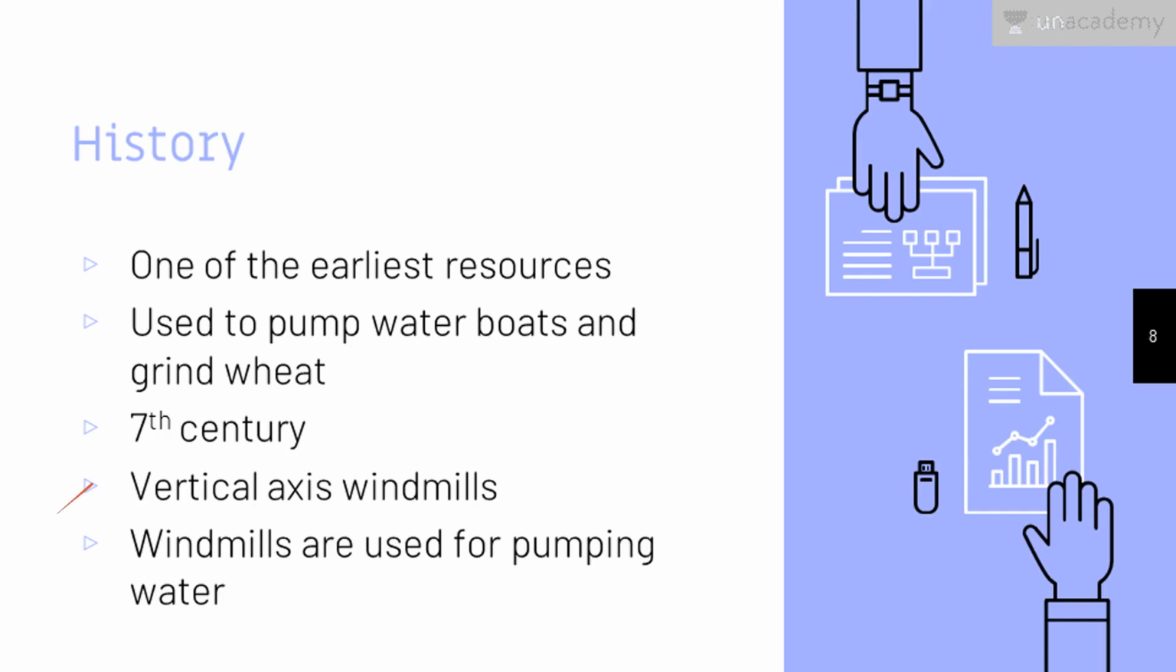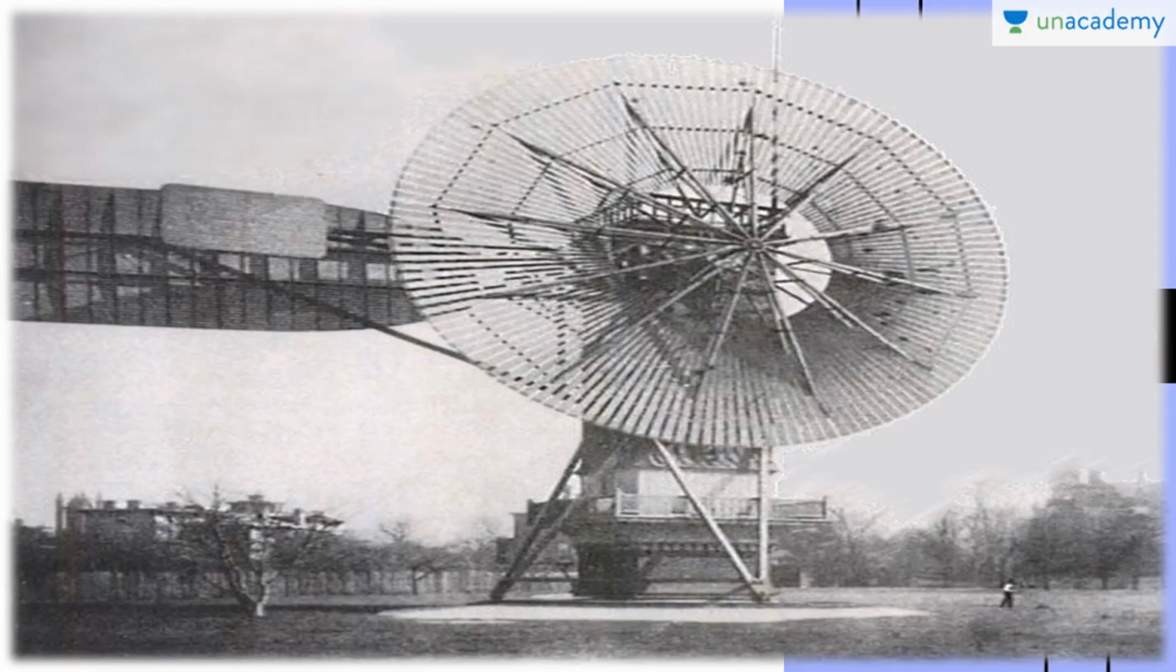There were vertical axis windmills, which were used as the first set of windmills for power generation using the wind. And windmills were also used for pumping water. So you can see here, this was the first windmill which was actually invented or reproduced. You can see it was actually looking like an antenna.